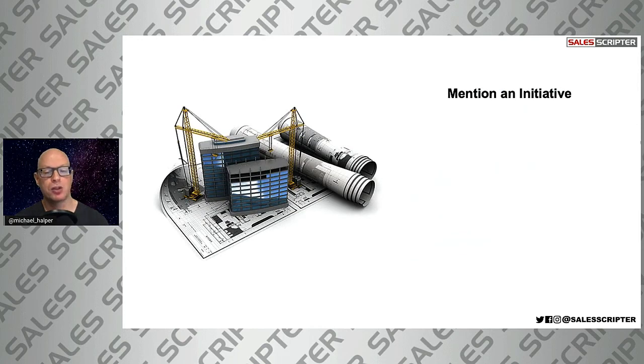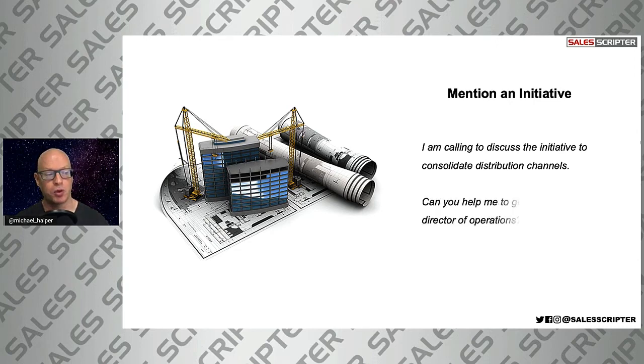Another tactic is to mention an initiative. An example of this might be, let's say you do some research on a company, and you find out through a press release or on the company's website or financial documents that there's some sort of initiative. You could say something like this to the gatekeeper: hey, yes, I'm calling to discuss the initiative to consolidate distribution channels. Can you help me get connected with the director of operations? So by mentioning an initiative, you can decrease how much you look like an outsider and you look more like an insider. Just a small tweak and tactic.